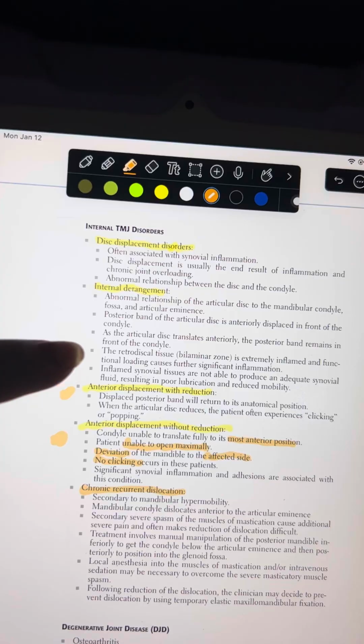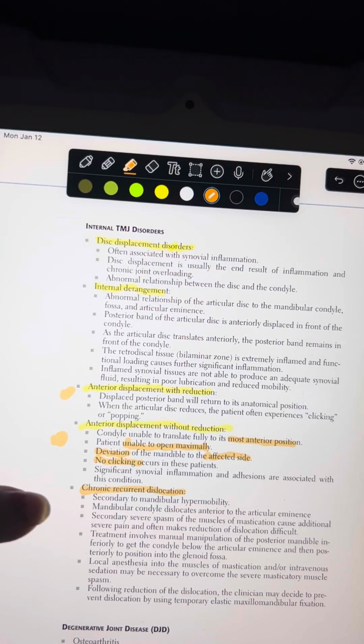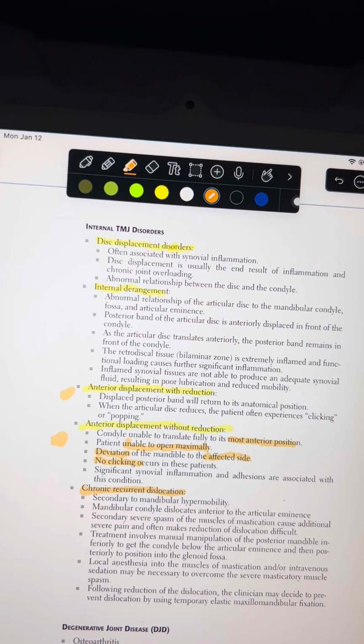But always remember, when you have the question, it will be mentioned that the patient is unable to open maximally, and then it will be mentioned whether there is a clicking sound or no clicking sound. So it will help you to differentiate whether it is without reduction or with reduction.